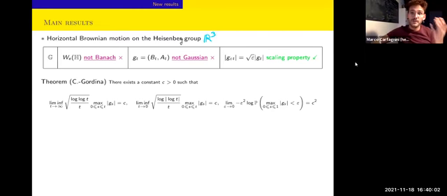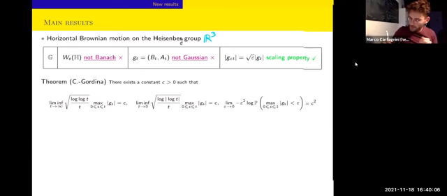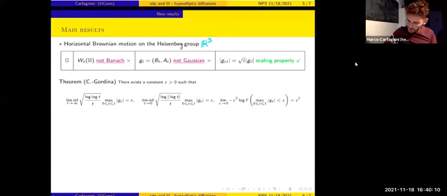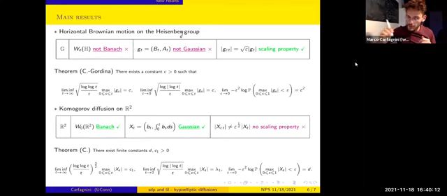Okay, so this was the first process. The second process that I looked at was the Kolmogorov diffusion. The Kolmogorov diffusion is a two-dimensional process. Its first component is a Brownian motion. Its second component is an integrated Brownian motion. And the main reason why I wanted to look at this process is that it doesn't have a scaling property, where here I'm looking at the standard Euclidean norm.